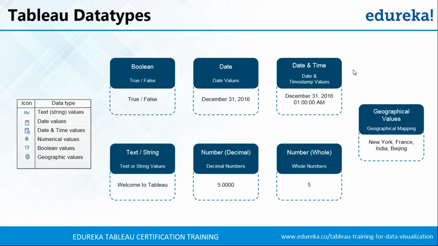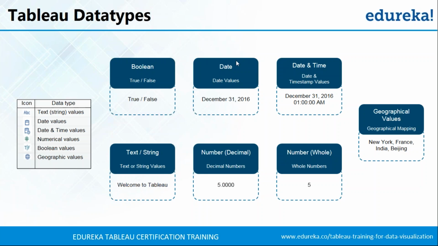Since we're talking about data fields in a data source, we should know what kind of data types Tableau supports. So you can see in front of your screen that these are the data types which Tableau supports. The first one is Boolean. And you know these are simple true or false values. It's either true or false.